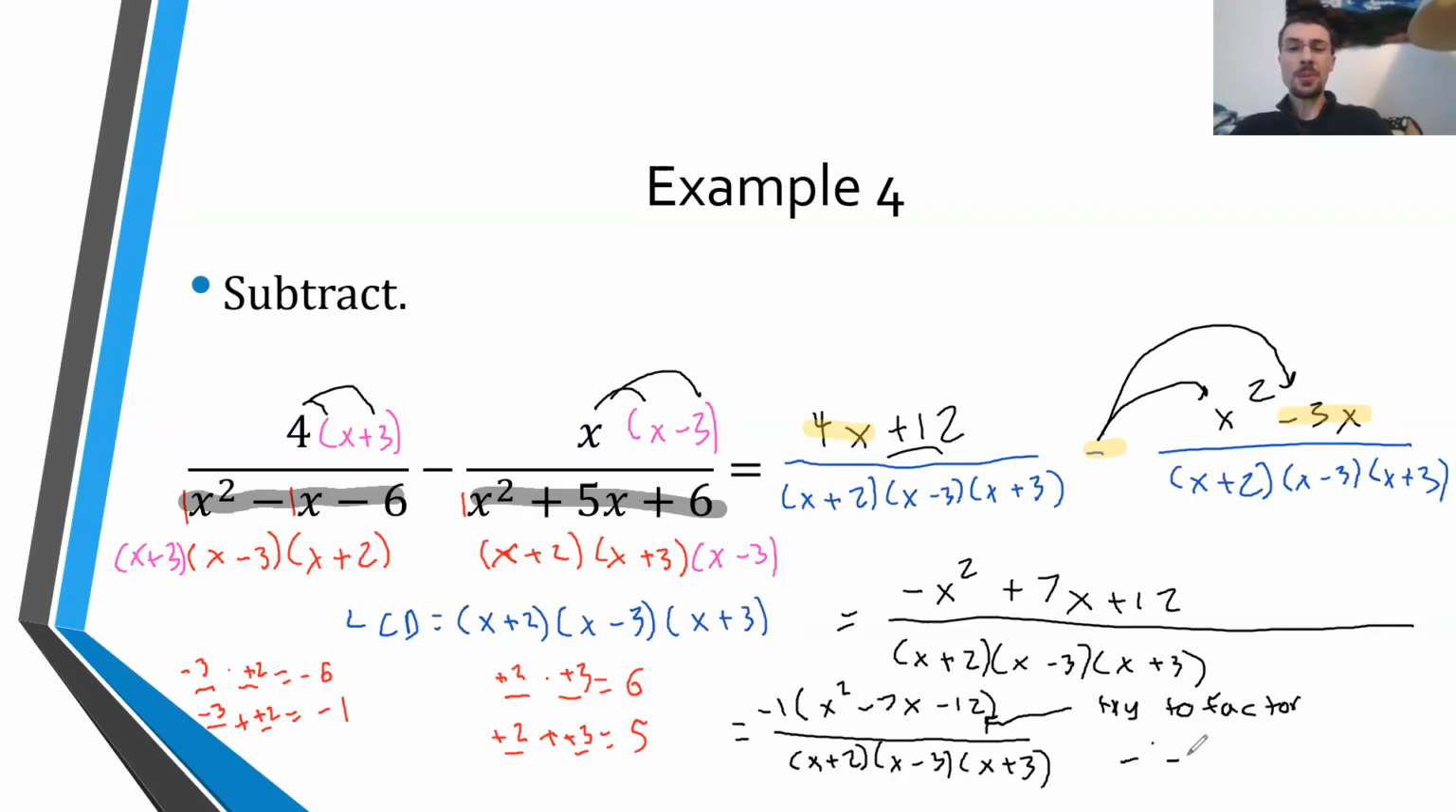Look for two numbers which multiply to equal -12 and add up to equal -7. You might think -3 and -4 because those do multiply to 12 and they do add up to -7, but they don't multiply to -12. So that doesn't work. And in fact, we are done because the top does not factor.